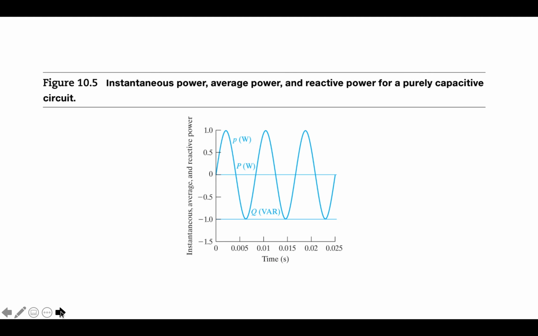Here's a similar graph of the instantaneous power, the average power, and the reactive power for a purely capacitive circuit. The instantaneous power is a sinusoid. The average power is 0. The reactive power is down here at -1.